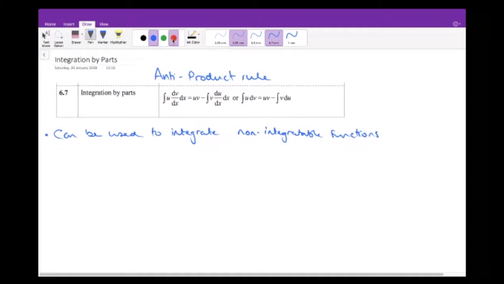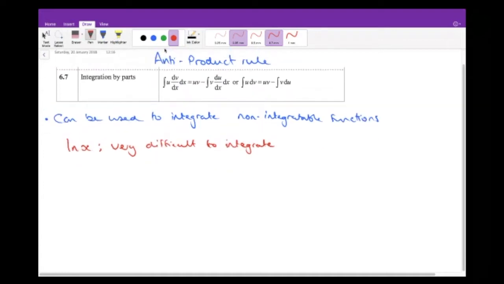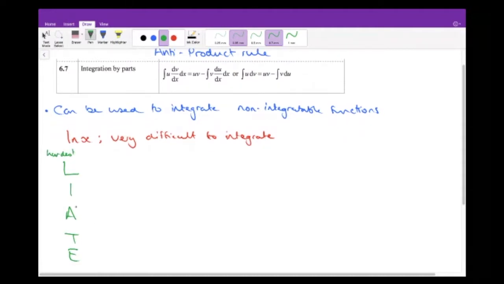So a really good example of this is ln x. So ln x is very difficult to integrate without this. It's easy to differentiate, but not so much to integrate. And in terms of difficulty of integrating, there is a sort of mnemonic for how to remember it, and that is LIATE. These go in order of hardest to integrate to easiest.